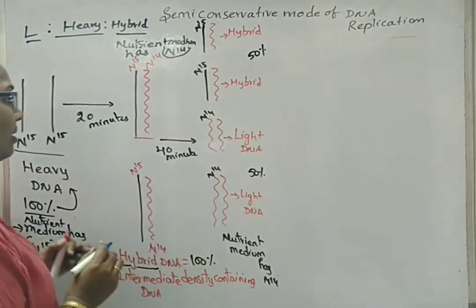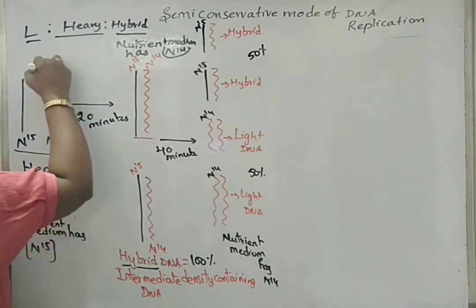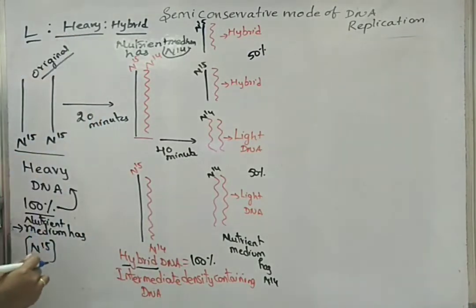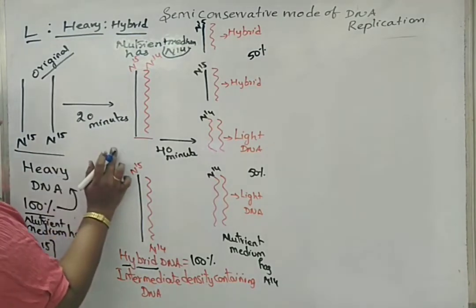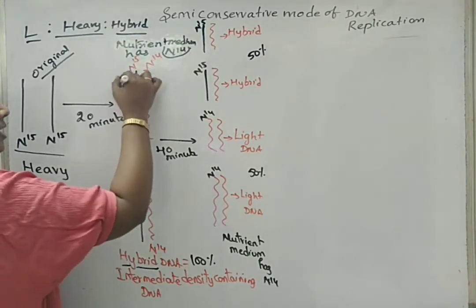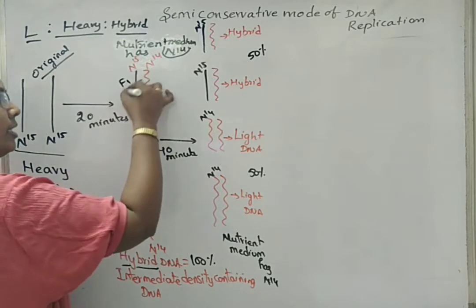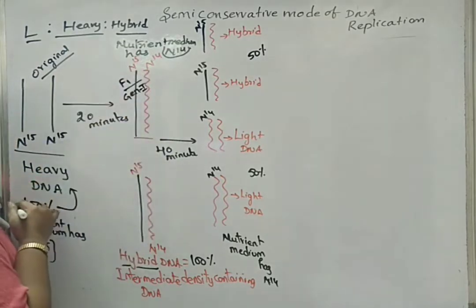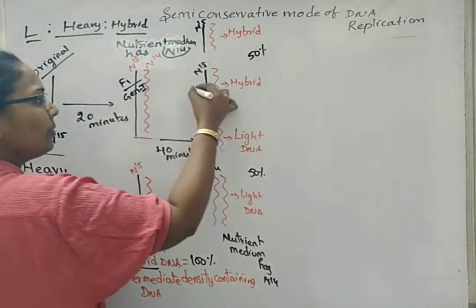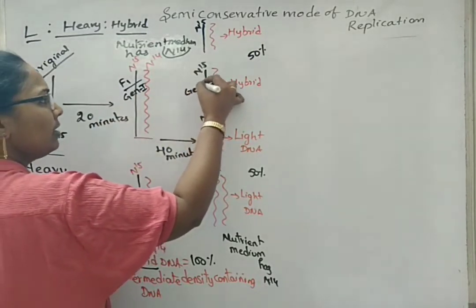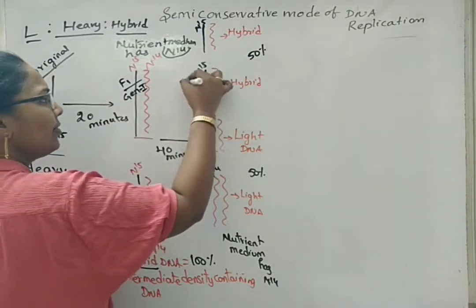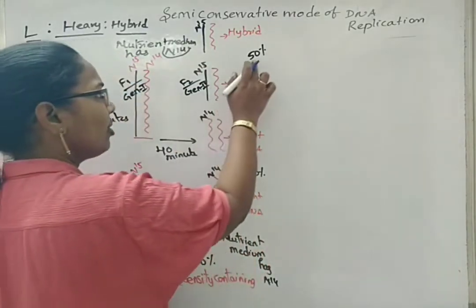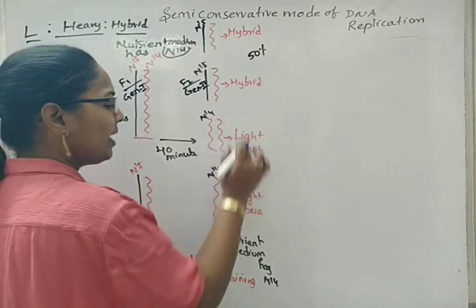Now we have to give a term. These are considered as the original DNA strands with N15. After 20 minutes, we got F1 generation. F1 generation here is considered with a term that is generation 1. If we write here generation 1, obviously this will be generation 2 or F2 generation. So in F2 generation, we have got 50% of hybrid and light DNA.